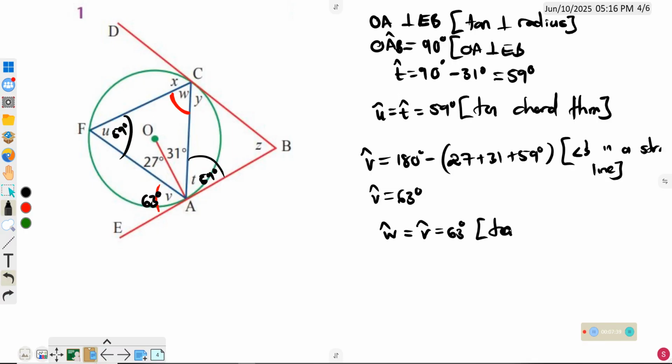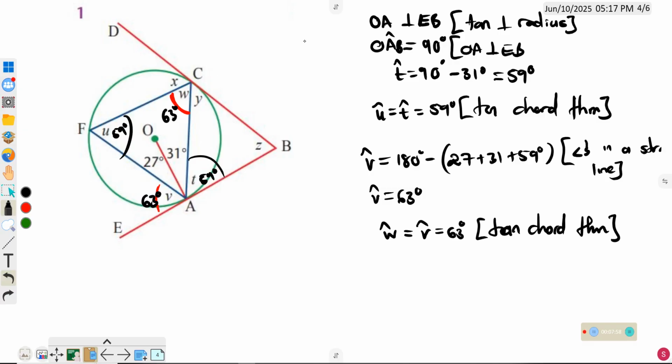Why? This is the Tan-Cot theorem. Right, Tan-Cot theorem. And there was another way to find W. We could have used sum of angles in triangle FAC. But anyway, we move on. Let's find X.